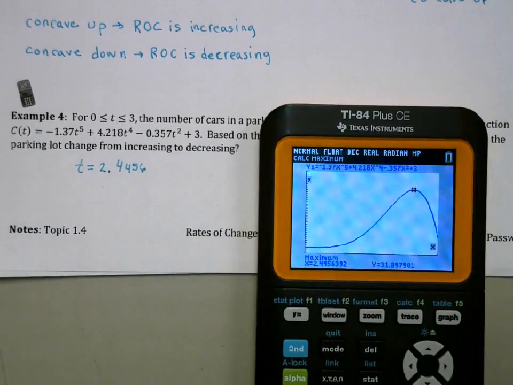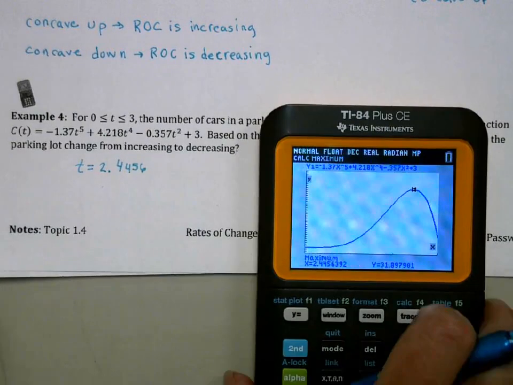Okay, so that was section 1.4 on polynomials and rates of change.